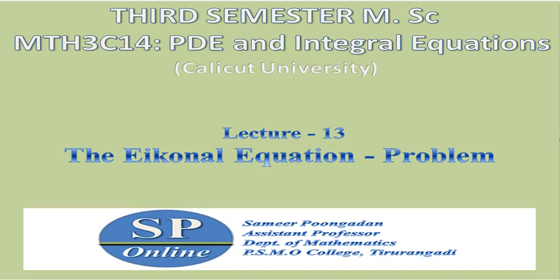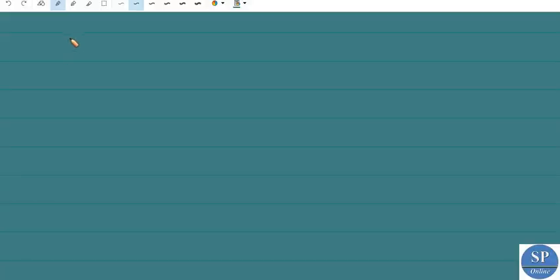In this lecture, we will discuss a problem on Eikonal equation. In the previous lecture, we discussed the Eikonal equation. We have the Eikonal equation ux whole square plus uy whole square equal to n square, along with a condition gamma: x of 0 comma s, y of 0 comma s and u of 0 comma s.